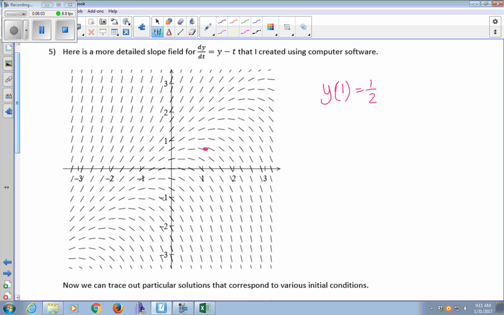So if I want to sketch the solution that corresponds to that initial condition, I just kind of follow the slope field. Those are mini tangent lines to the curve, something like that. This point is at 1 comma 1/2, right? Yeah, so that's my initial condition. y of 1 is 1/2.